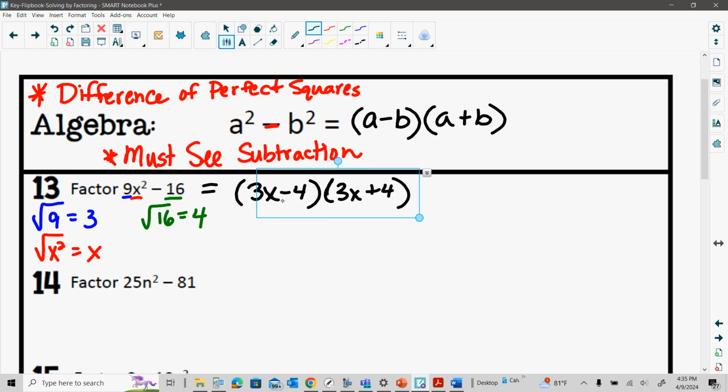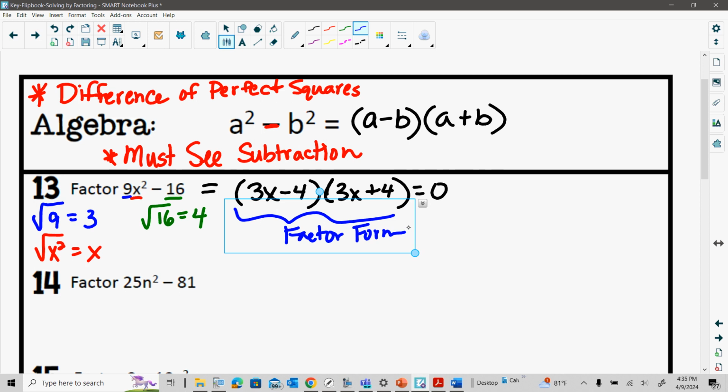Like that, okay? And if I'm solving this, I would have to have it equal to 0. So I'm basically solving each factor form. Remember, this is your factor form right here. Making each of these equal to 0. And I am going to show a shortcut. Okay.